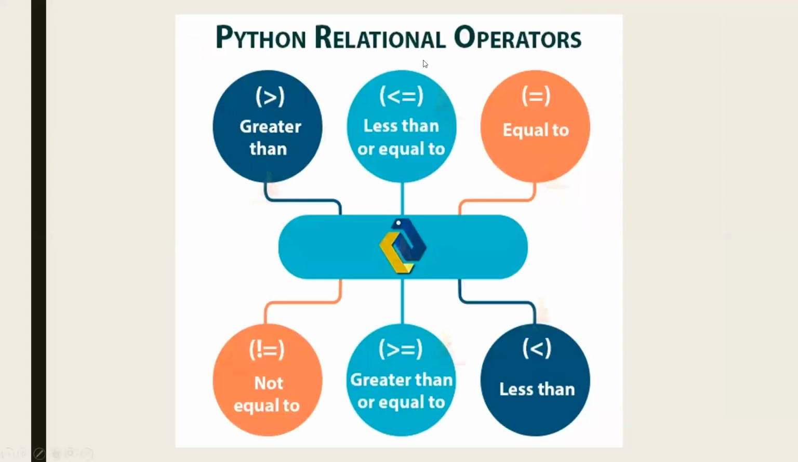Next comes the Python relational operators. You can see here the relational operators. There is greater than, less than, equal to, not equal to, greater than or equal to, less than or equal to. So all these signs are called the relational operators. Let us see how the relational operators will work.